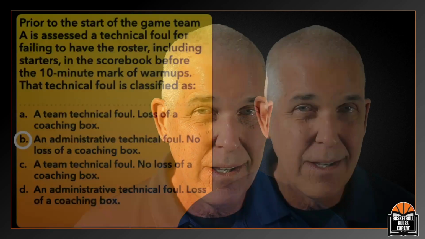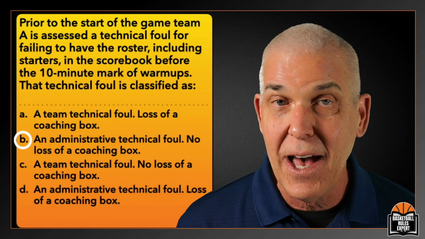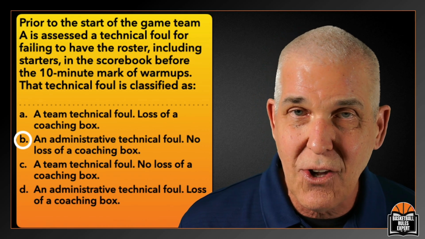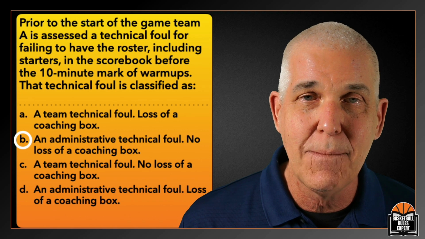But if we also look at this question, prior to the start of the game, Team A is assessed a technical foul for failing to have the roster, including starters, in the scorebook before the 10-minute mark of warmups. Is a team responsible for having their roster, including starters, in the scorebook prior to the 10-minute mark? Right? We have to understand that they do not have to have anything in the scorebook. Teams are responsible for submitting that information prior to the 10-minute mark. Whether that information has made it from a sheet of paper into the scorebook is just related to the scorekeeper, right?